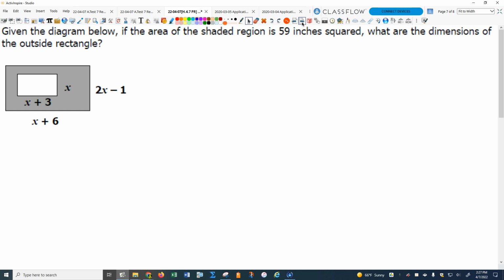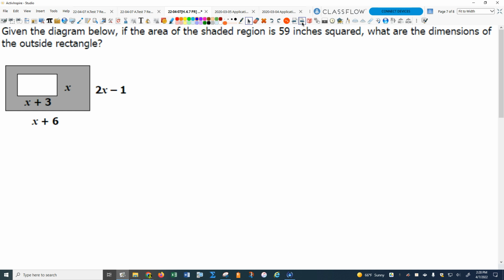Okay, but this is a classic kind of problem you might see, where you're having to interpret a situation. The math is not very difficult, but understanding how it applies is the part that takes a little practice. So what about this? The area of the shaded region is 59. Okay. The shaded region, so that's the darker region, is 59. What are the dimensions of the outside rectangle then?